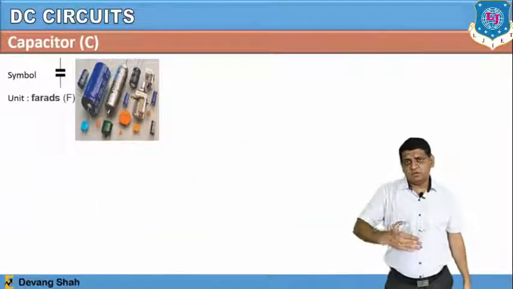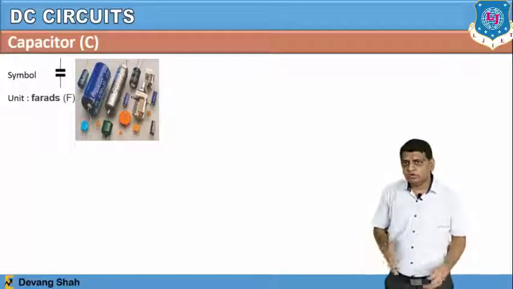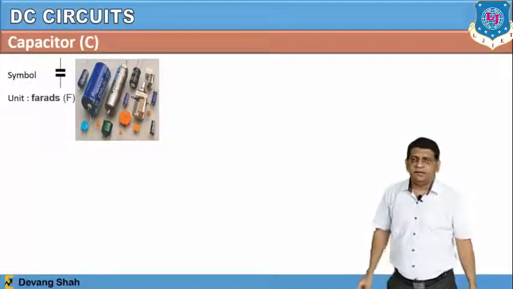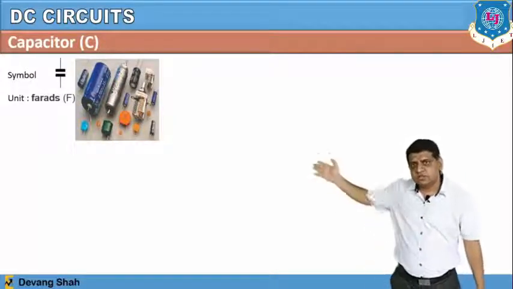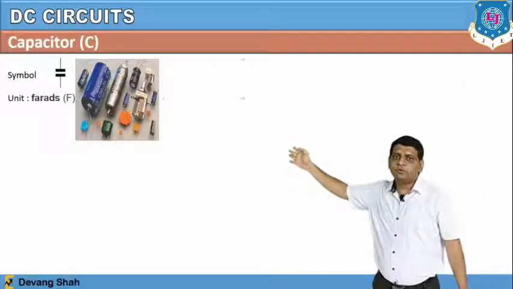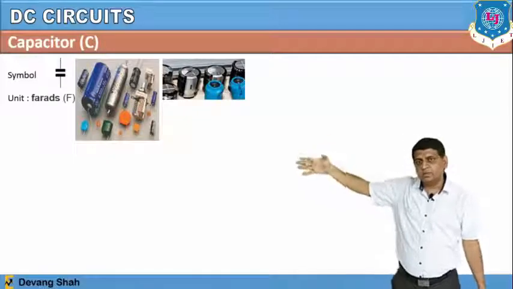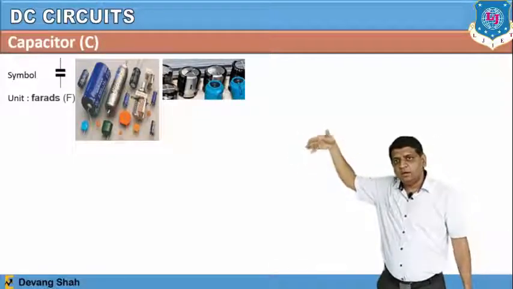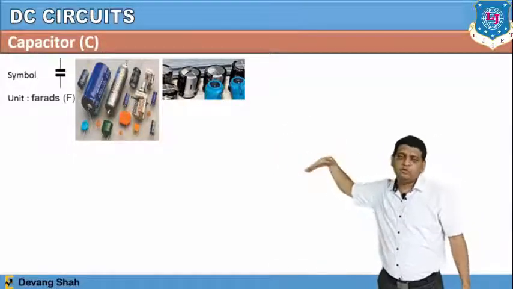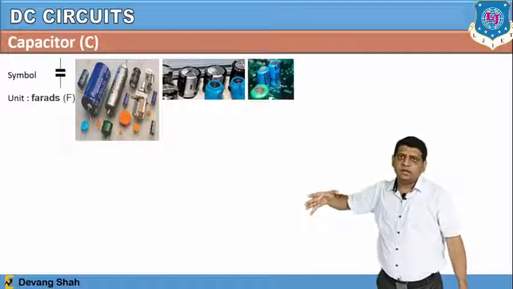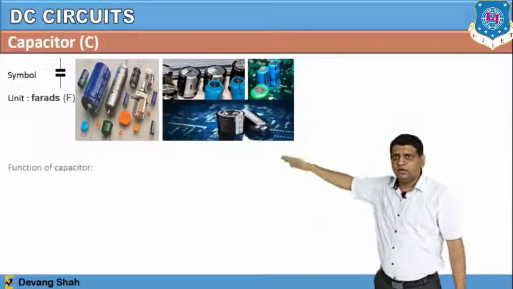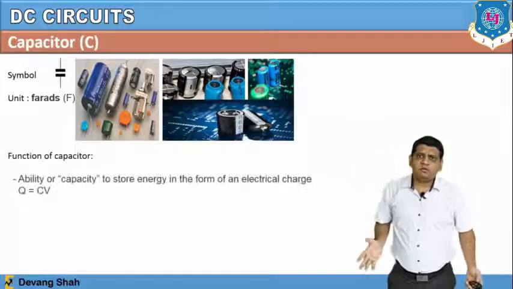Now, let's say we have talked enough about the resistance. Now let us discuss the capacitor. So this is the symbol of a capacitor. The unit of capacitance is farad, right? How it looks when you go to the market to buy a capacitor is like this, and if you want to use those capacitors in a circuit, you can see the following images, right? Now, what are the different functions of capacitors?